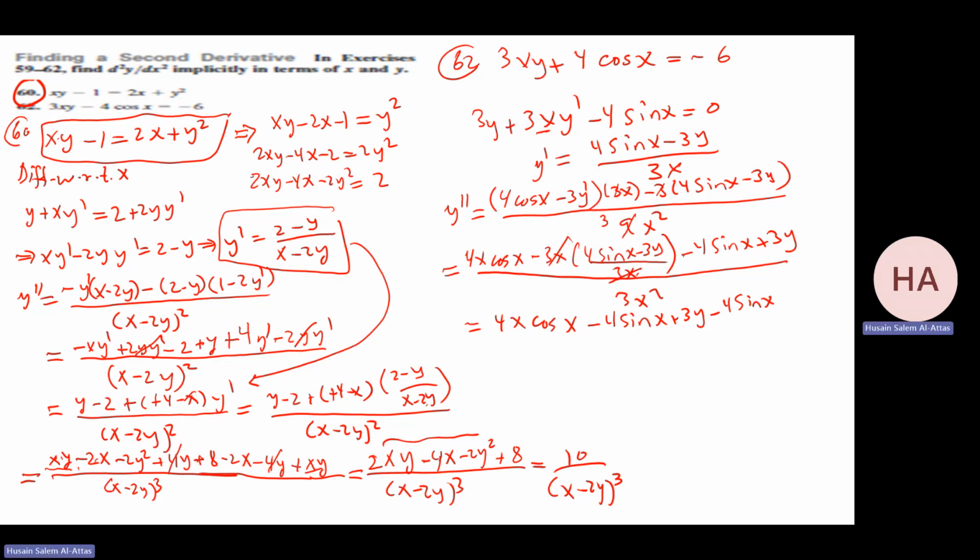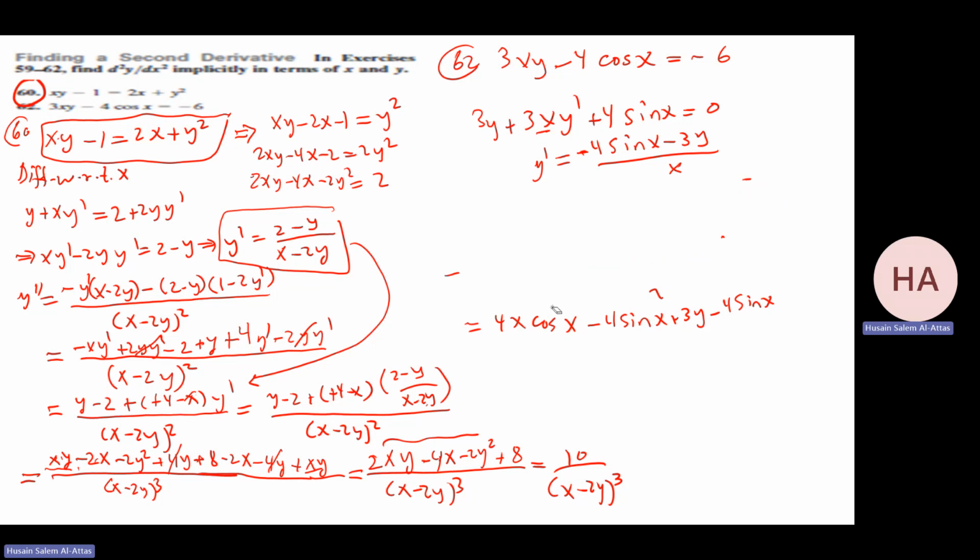Oh, the question is minus 4. This is minus 4, sorry. This is minus 4. So this is plus. So this is minus. This is minus. So this is plus. Also this one minus. Oh, sorry, I wrote the wrong problem. This is 3xy minus 4 cosine x. So this will be plus. So y prime is minus 4 sine x minus 3y over 3x.